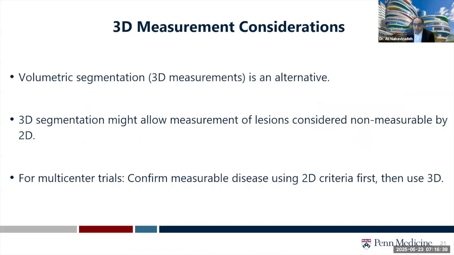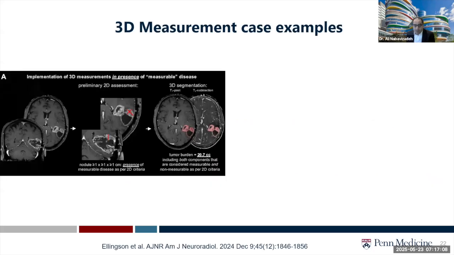The 3D measurement considerations: if we have access to 3D volume segmentation through either a semi-automated or automated platform, that's great because it allows a more comprehensive measurement of all tumor burden compared to just focusing on a few lesions. If you want to do 3D imaging, we need to confirm presence of a measurable disease using 2D criteria first, and I'll tell you what that means in a second.